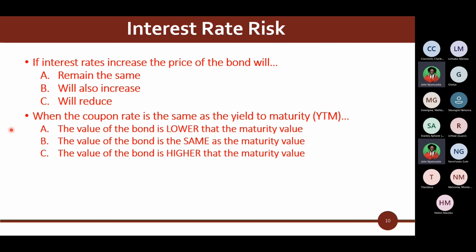Okay, ladies and gentlemen, I think you are due to be asked a question. Two questions all at once, no calculations this time. You answer the first question, then it pops up. If the interest rate increases, the price of the bond will, and then you choose: it will remain the same, it will increase, or it will reduce. So you make a choice. Then you go to the next question.